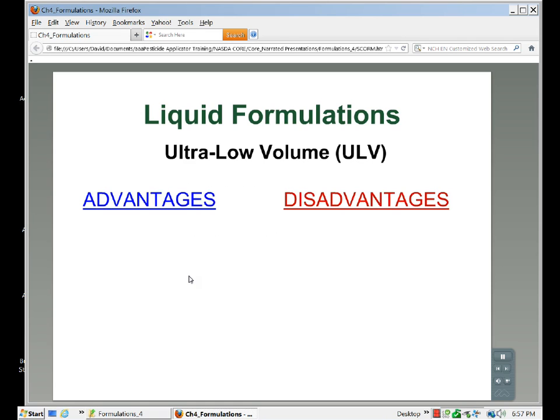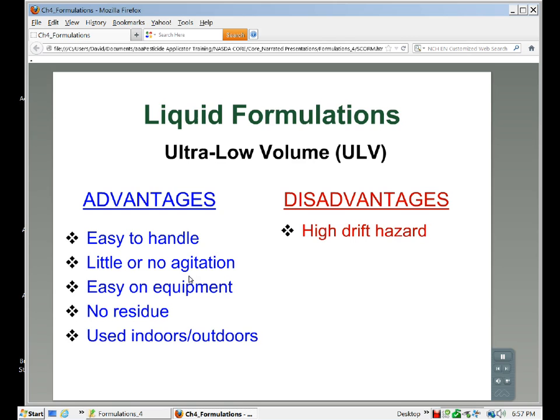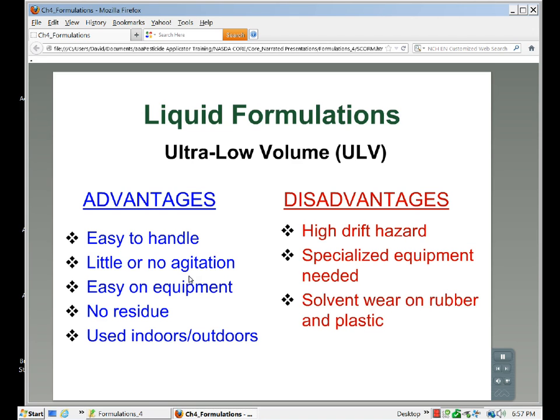ULVs have similar advantages to emulsifiable concentrates and soluble liquids in that they are easy to handle, require no or little agitation, they are easy on the equipment, and don't leave residues. They're used indoors or outdoors. The drift hazard due to the small mist-like droplets is significant, and they require specialized equipment. ULVs have solvents in the formulation that can cause wear on rubber, nylon, and plastic. When using ULVs, calibration is critical since you're applying a highly concentrated form.